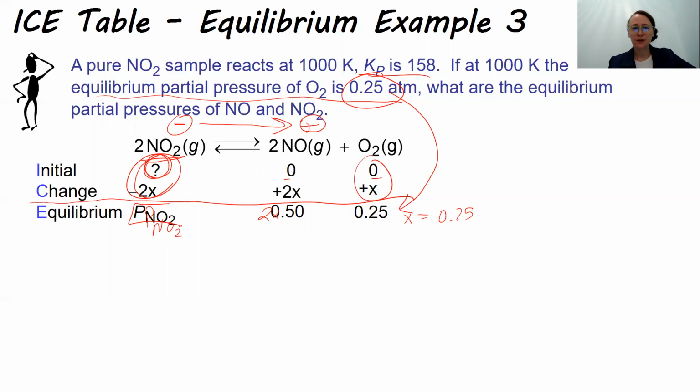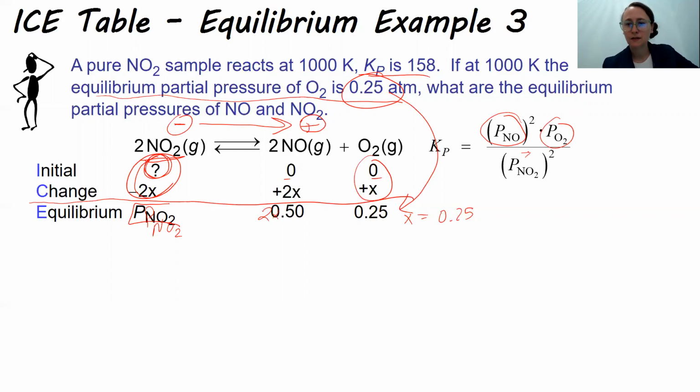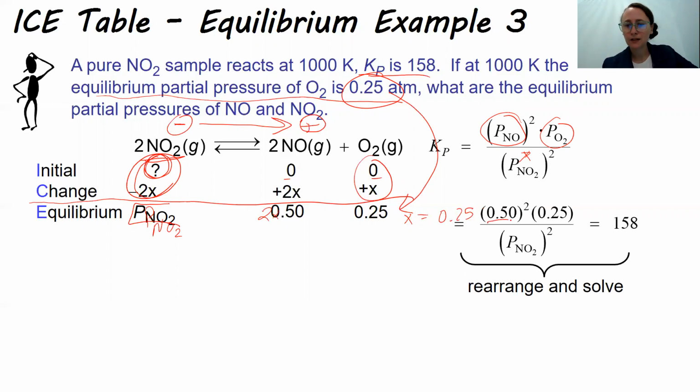All right, so I have my equilibrium expression. I can plug in this value and this value, and then this becomes my x. This is what I'm solving for. All right, so I plug it in and I can rearrange and solve.